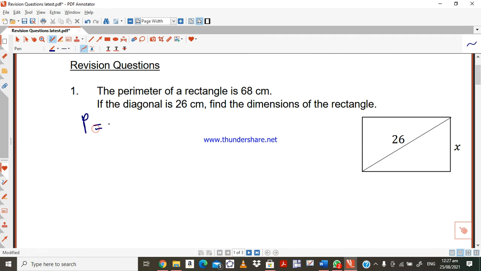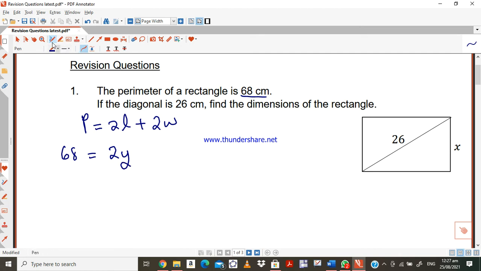You know that the perimeter of any rectangle is twice the length plus twice the width. So we do know that 68 is the perimeter because it's given to us, and we also know that the one distance will be 2y. So I can just decide that this distance here should be y, and then the other one should be x. Okay, so the idea is, how do we write this distance in terms of x?